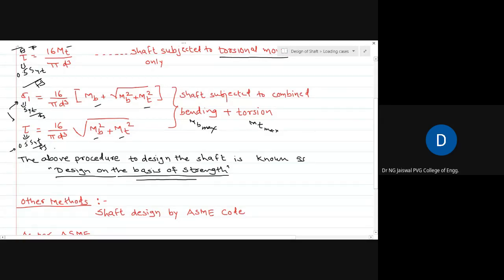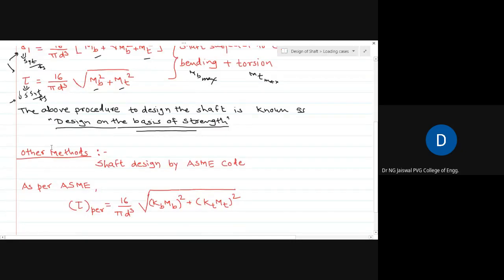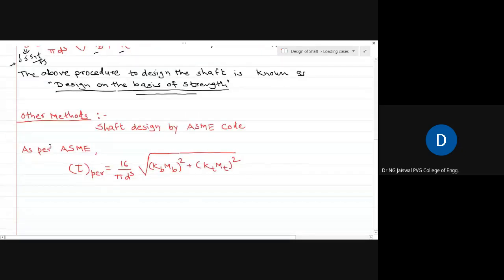There are other methods also in shaft design. One of the popular methods is shaft design by the ASME code. ASME stands for American Society of Mechanical Engineers. This organization has put forth one code. A code is a standard procedure, a set of instructions. If you follow that for any design, nobody will object to you because it is a standard design process. So there is one separate procedure for shaft design.